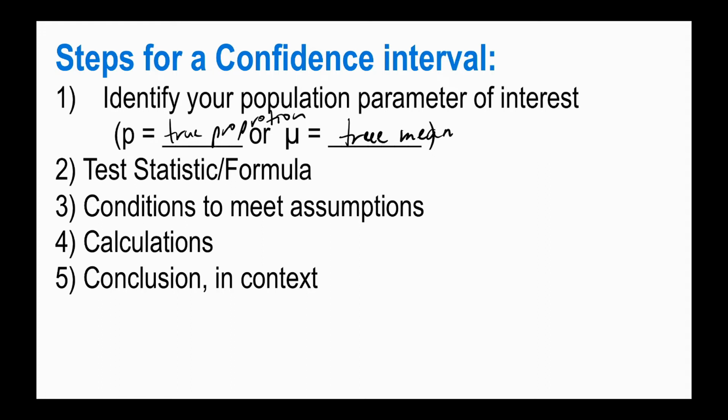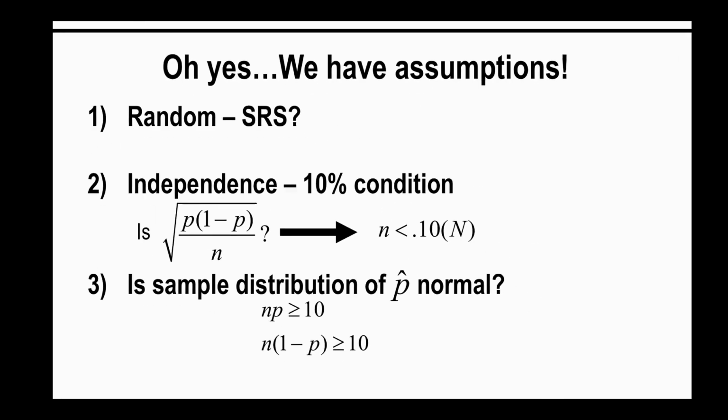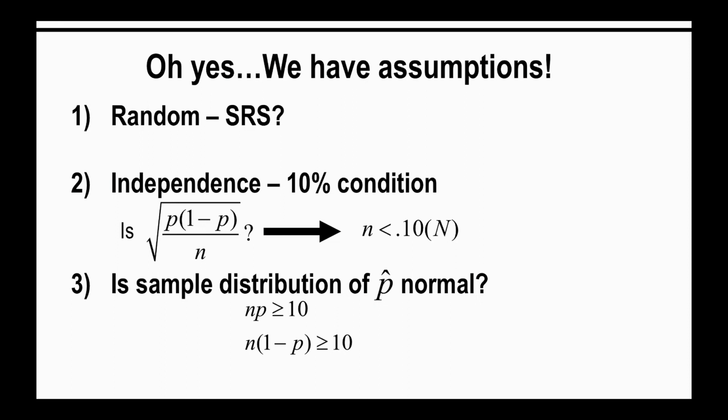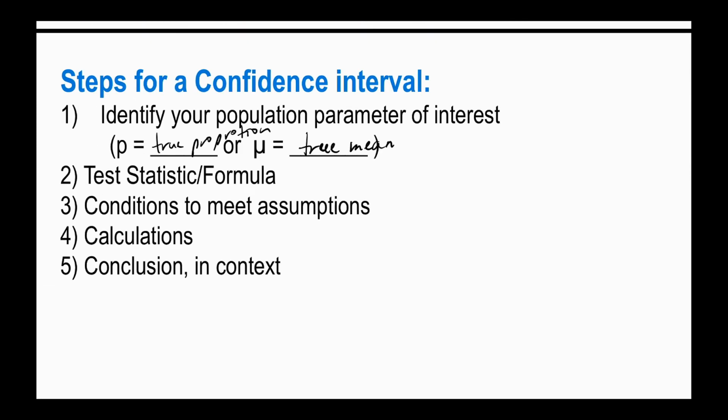Conditions, assumptions. Those are exactly the same as you guys are used to seeing for proportions. Those should look familiar. That's not new. Calculations, that's not new. Conclusion, that's not new because you've done it before. Okay? So a lot of these aren't new.